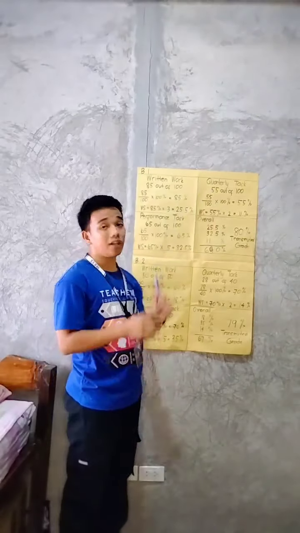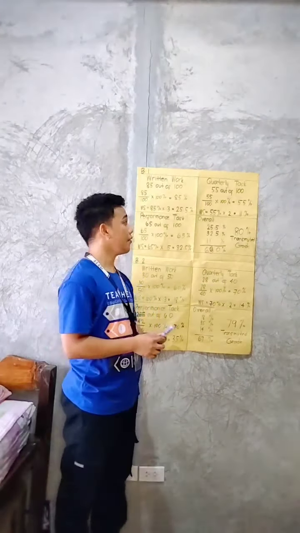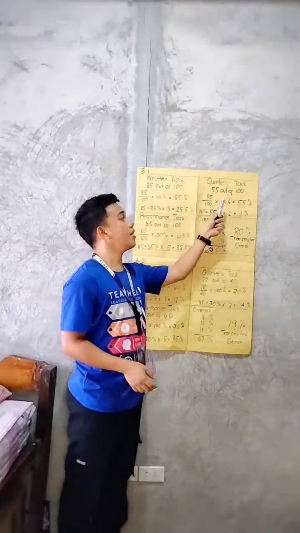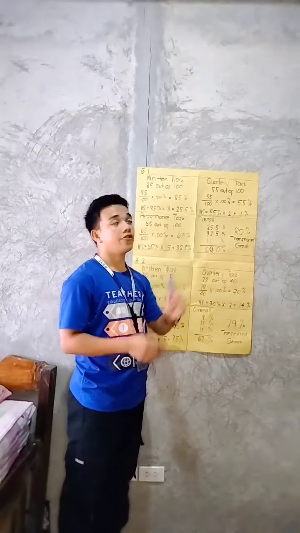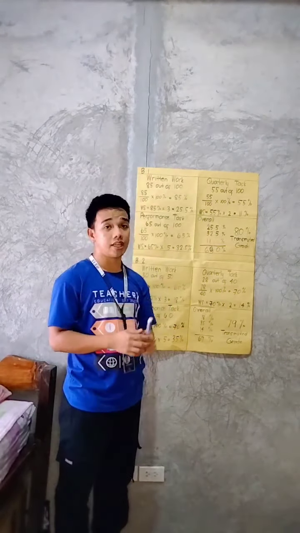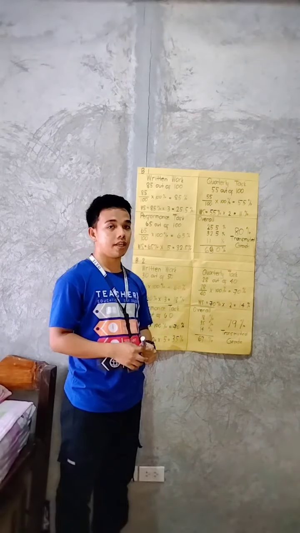For the quarterly test, the student got 55 out of 100. So 55 divided by 100 times 100% equals 55%. The weighted score equals 55% times 0.20 equals 11%.